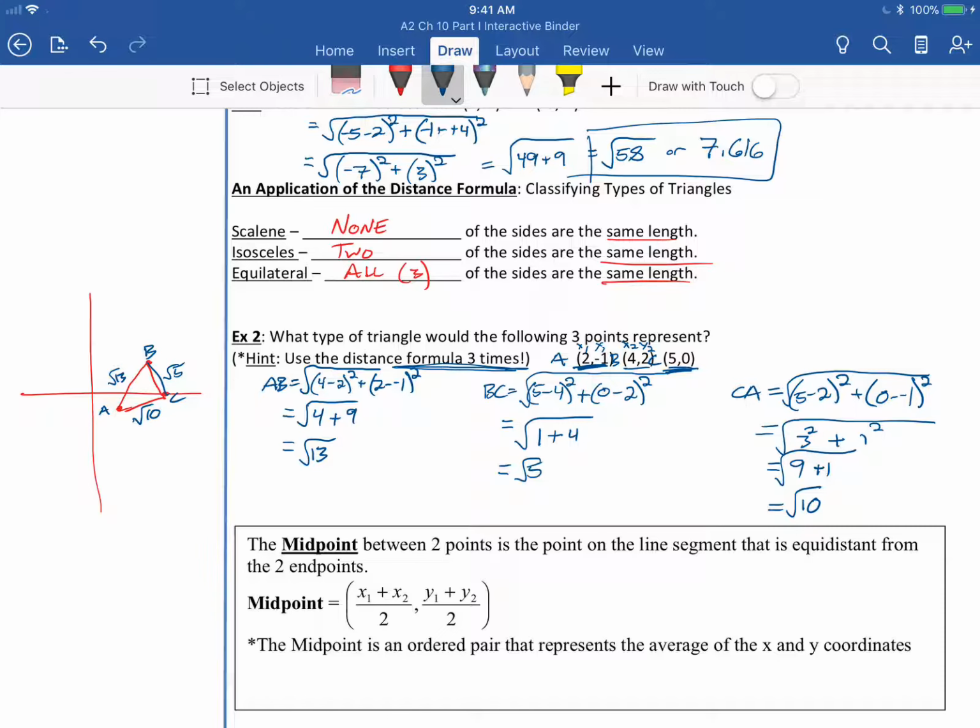So now you have to ask yourself, what type of a triangle is this? It's a scalene. None of the sides are the same, so this is a scalene. All right, awesome, perfect. Okay, here we go.